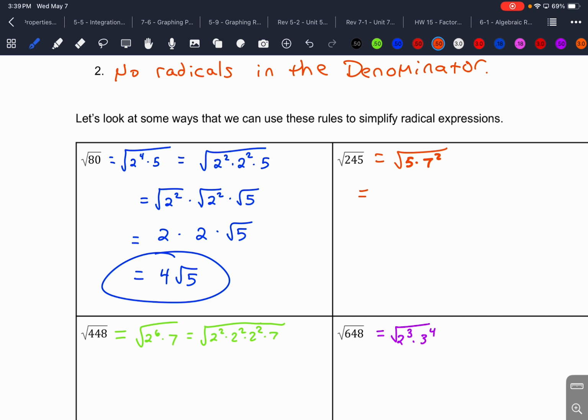Same thing here. I'm going to put the square in front. I'm going to do square root of 7 squared times 5. This would be the square root of 7 squared times square root of 5, which is 7 square roots of 5.